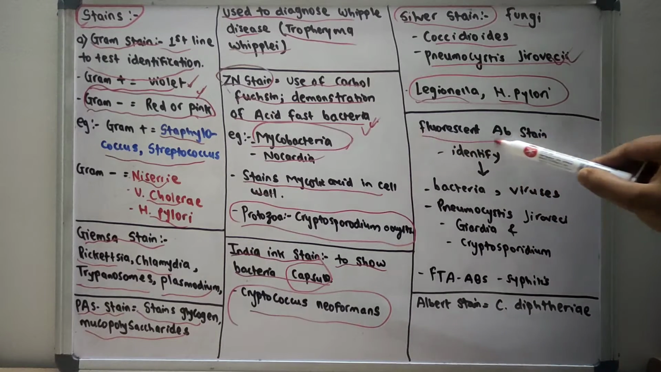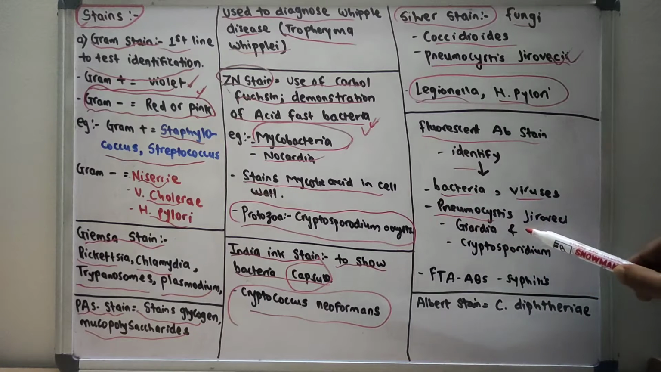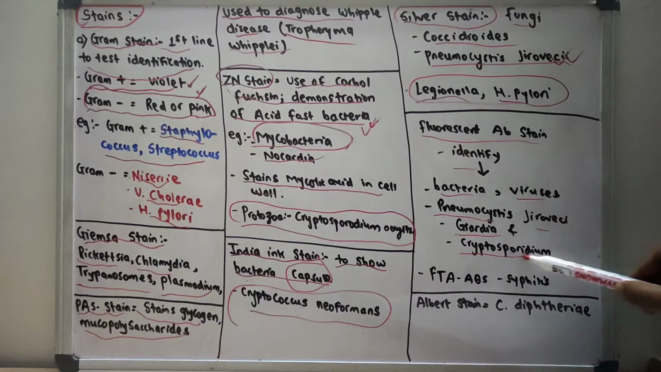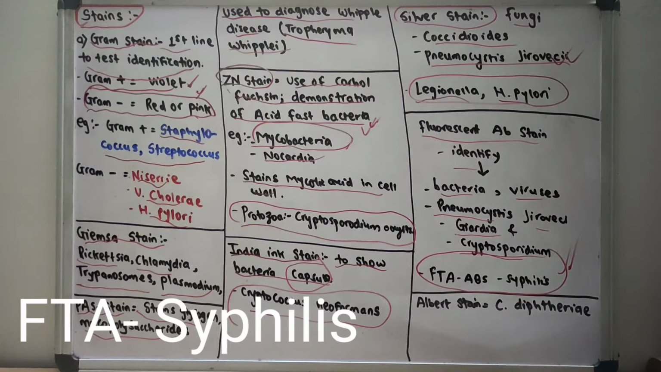Now there is the fluorescent antibody stain, which will identify various bacteria, viruses, Pneumocystis jirovecii, Giardia species and Cryptosporidium. One of the examples of the fluorescent antibody stain is to demonstrate syphilis. We say it fluorescent treponemal antibody.